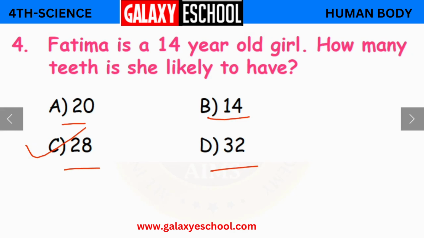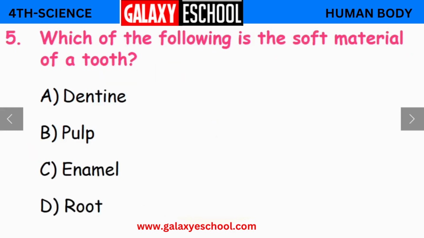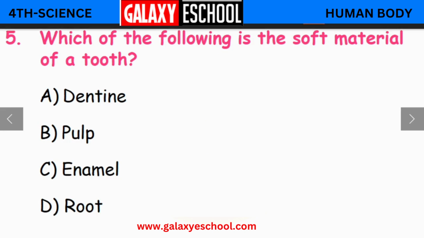Okay, clear? Now the fifth one: which of the following is a soft material of a tooth? Is it dentine, pulp, enamel or root? And the answer is pulp. These are like blood vessels. We have already learnt about this. This pulp is nothing but blood vessels, which are very soft. B is the correct answer, children.